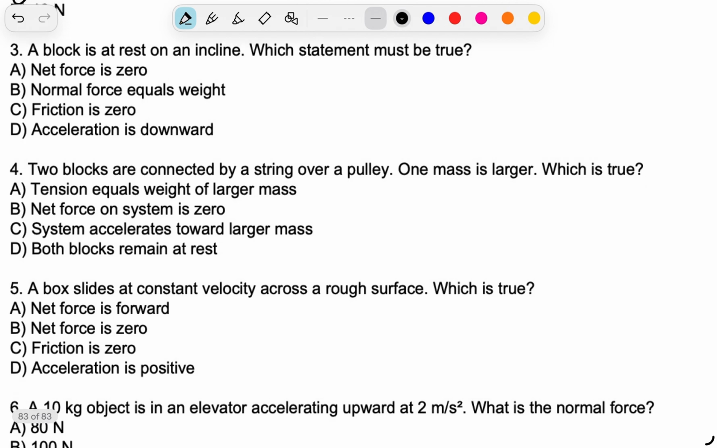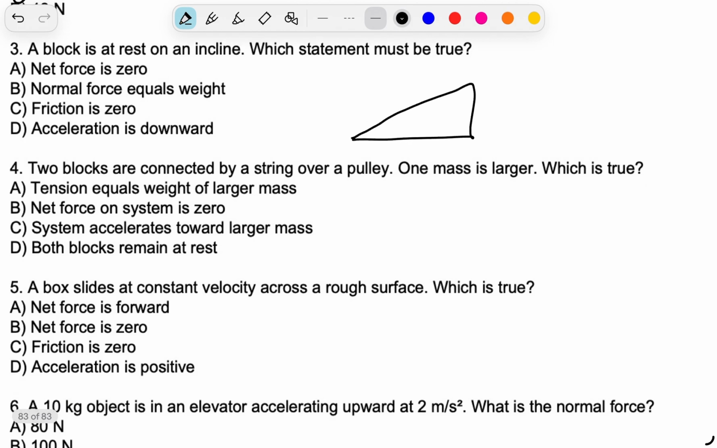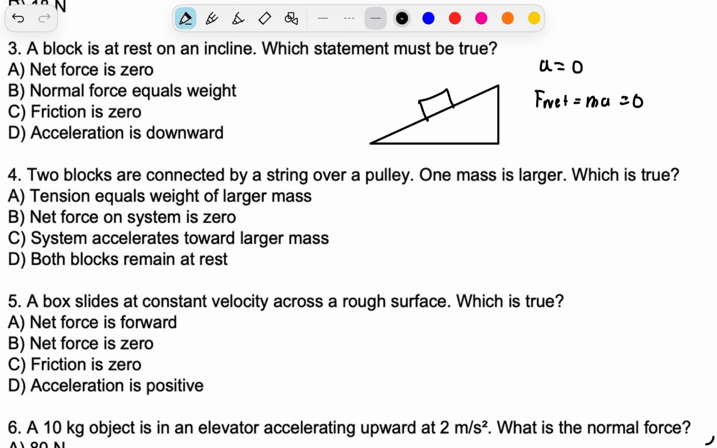A block rests on an incline. So which of the statements has to be true? Well, if it's at rest, that means that we have balanced forces because there is no acceleration up or down. Your acceleration, its magnitude, is going to be just 0. So when you take your net force, that's going to equal 0. So that means your normal force here also does not equal your weight because in this scenario, your weight is acting at the center of mass. It's at an angle. However, your normal force is just straight perpendicular.